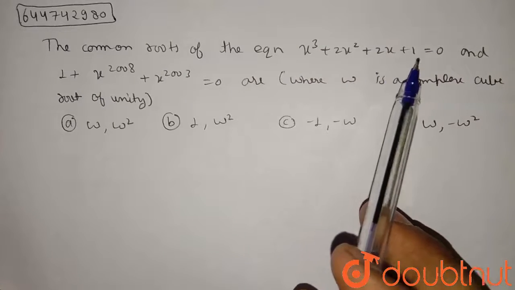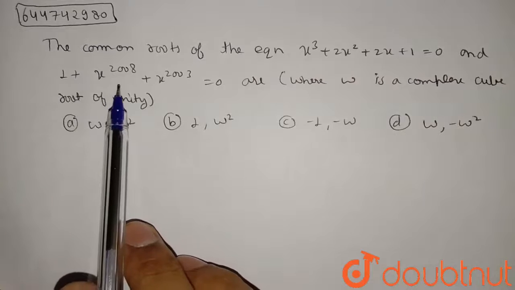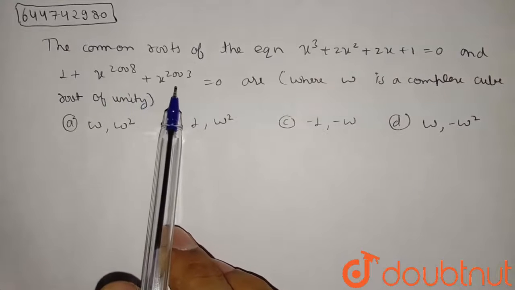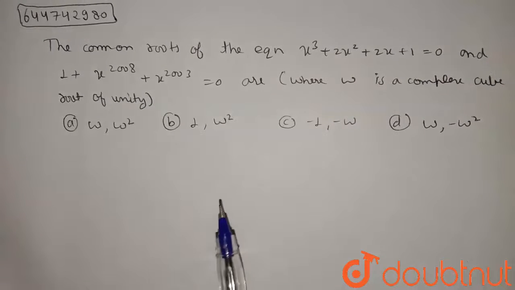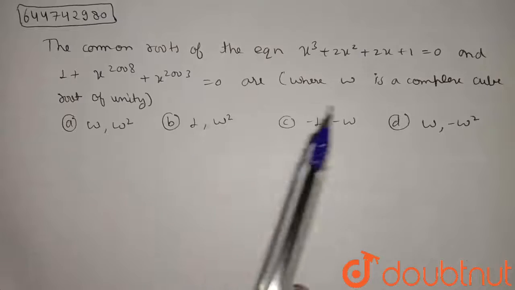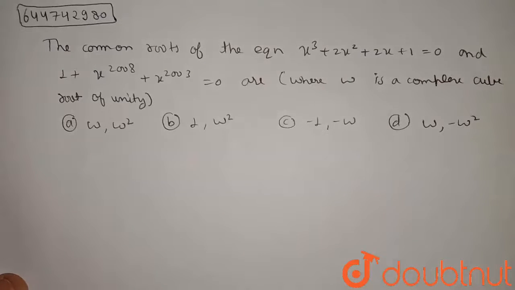Hello friends, so in this question, the common roots of the equations x cube plus 2x square plus 2x plus 1 and 1 plus x raised to 2008 plus x raised to 2003 equal to 0. So we have to find the common roots between these two equations, where omega is a complex cube root of unity.